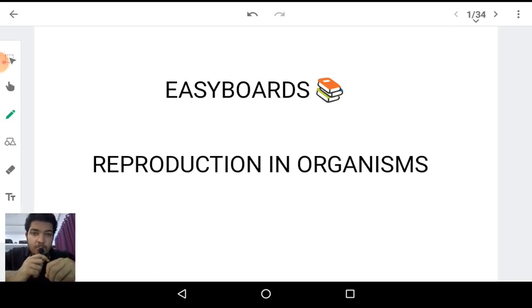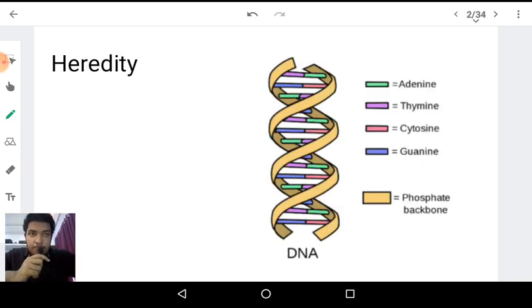First one is the process of variation and heredity in different organisms. Second, we're dealing with the process of asexual reproduction, where we'll deal with the process of fission, fragmentation, budding, spore formation, vegetative propagation, and so on. Then we'll be dealing with the process of sexual reproduction in flowering plants, followed by the process of human reproduction, and then we're discussing the birth control strategies and the sexually transmitted diseases. So let's get started with the chapter.